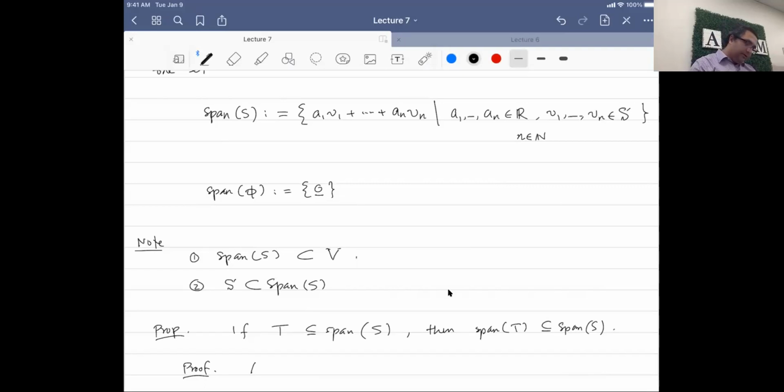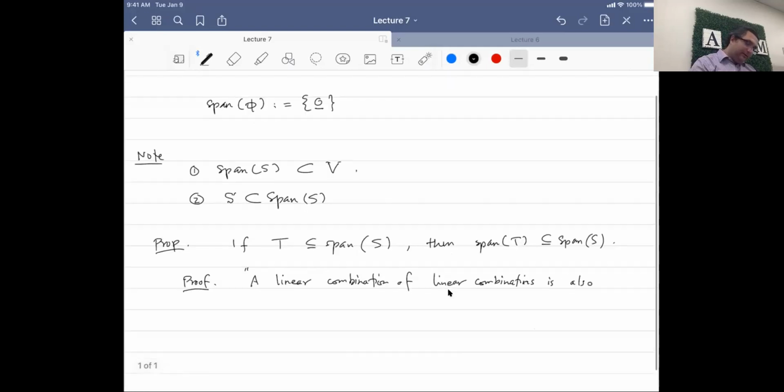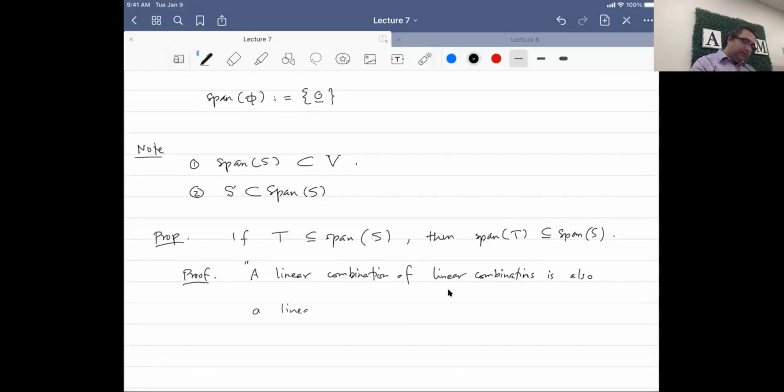So a linear combination of linear combinations is also a linear combination, essentially. I put it in quote unquote, if you want. So that's all it says. Okay, right? Is it clear? Any question about that?